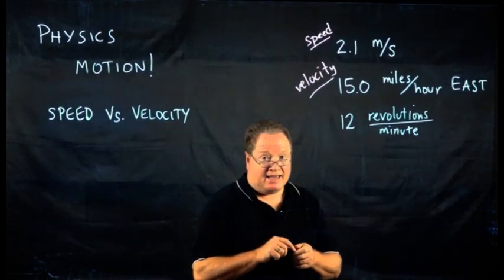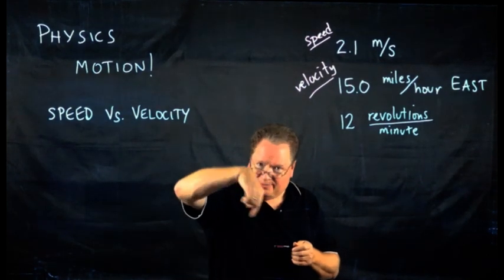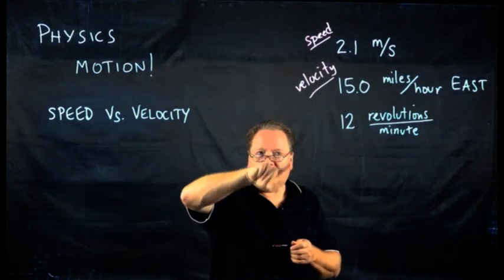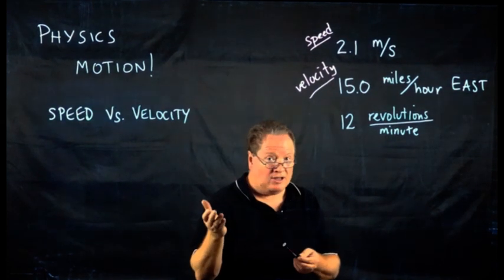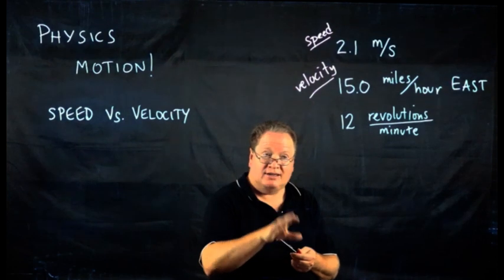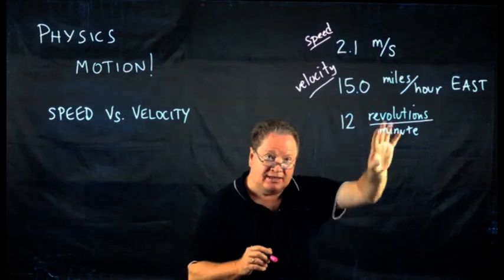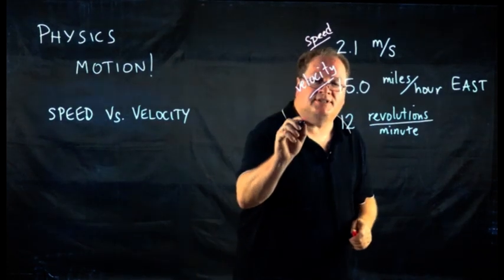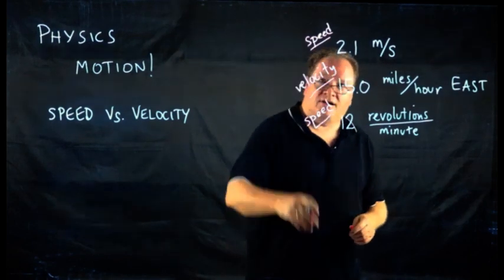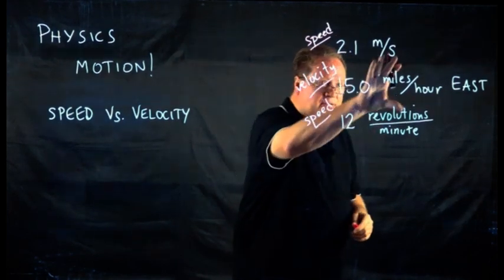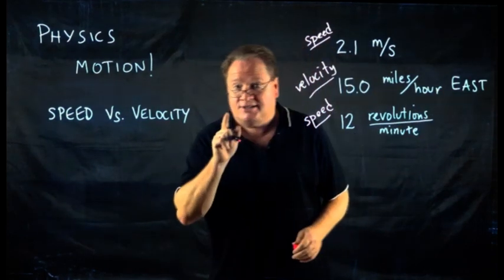In this case, although it's telling me revolutions per minute, so something is spinning, it's not telling me what direction it's spinning. We have 2 choices: it could be clockwise or counterclockwise. But they didn't give us that information. There is no direction, so this one's a speed. So this is a speed and this is a speed because they don't have direction. The middle one does have direction, so it's a velocity.